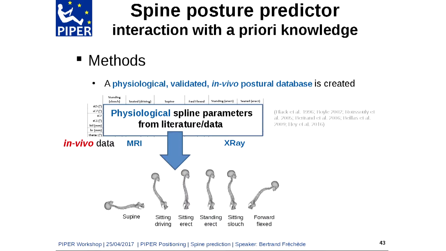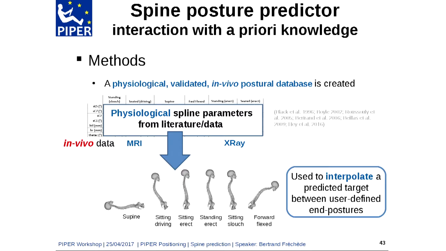So that means that visually, this is the Piper reference model, by the way, visually you end up with, by using these splines, these postures which are supine, sitting driving, sitting erect, standing erect, sitting slouch, and forward flexed. And the idea is to use simply these postures as end postures to interpolate a predicted target between user-defined chosen postures. So this is how it looks.